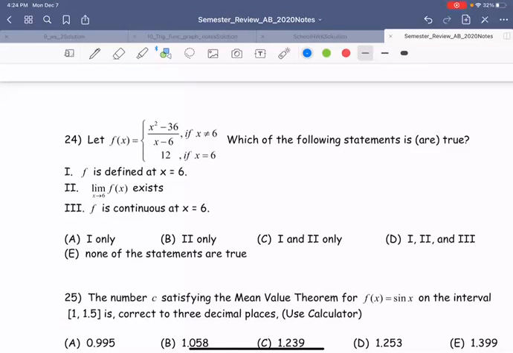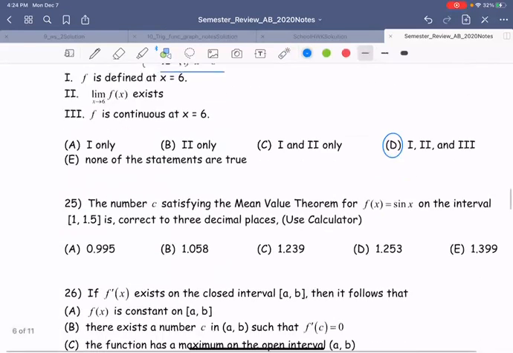And f of x, f is defined at, what does it mean by f is defined? This is called defined. You have values, they give you the value. So f is continuous, that's right, and f is defined at 6, that's true too. So is it all of them? Yes. Good job. You made it.